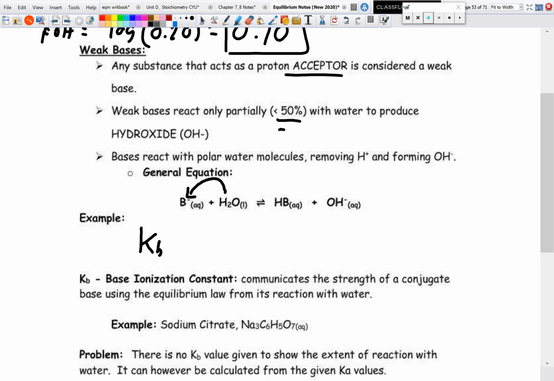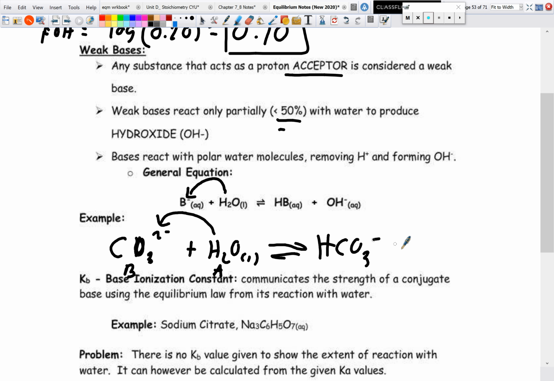So when we're dealing with our base reactions, well, our equilibrium law, oh sorry, we're not doing the equilibrium law yet. We're just going to show an actual practical example. If we had the carbonate ion, CO3 2 minus, plus H2O liquid, we know that this is the base and this is the acid, and hydrogen goes this way. We get HCO3 minus plus our OH minus, the conjugate acid and conjugate base.